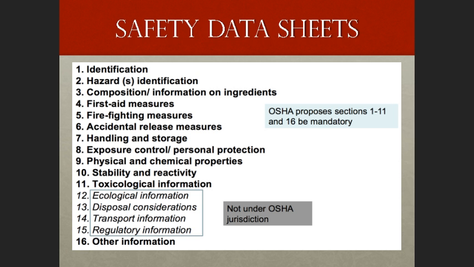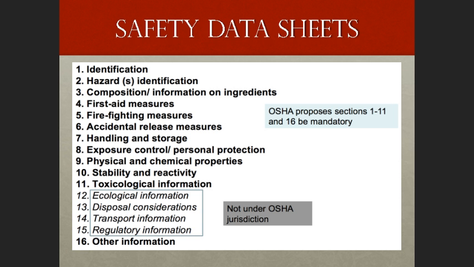Firstly, if you look at sections 1 through 11 and 16, these are the sections that are going to pertain to the Occupational Safety and Health Administration, or OSHA. Now, not under OSHA's jurisdiction would be sections 12, 13, 14, and 15, which primarily pertain to the Department of Transportation, or DOT, and Environmental Protection Agency, or EPA, standards. So you might think that those wouldn't apply to your workplace, but you would be wrong.